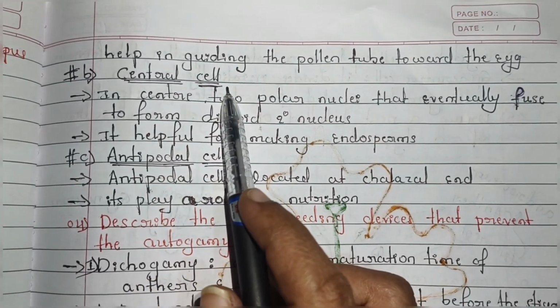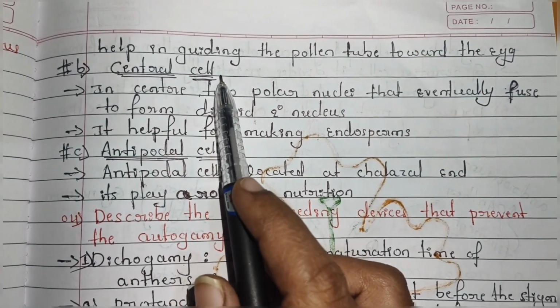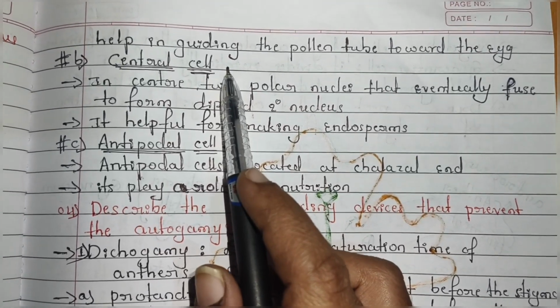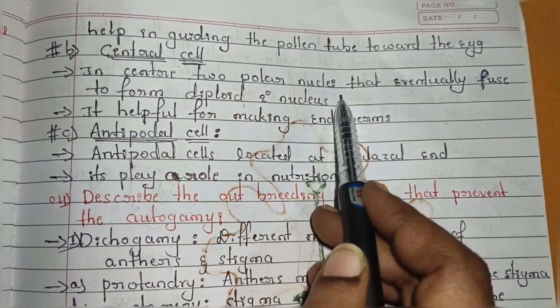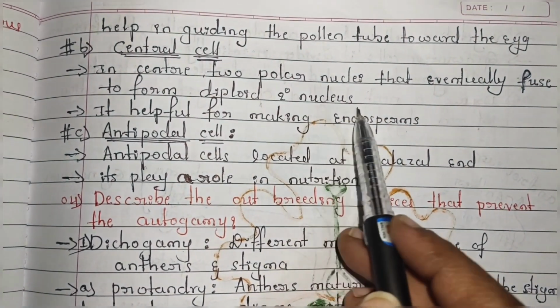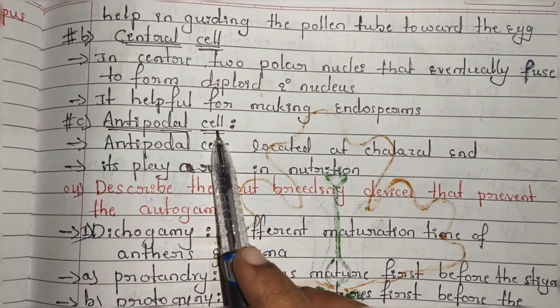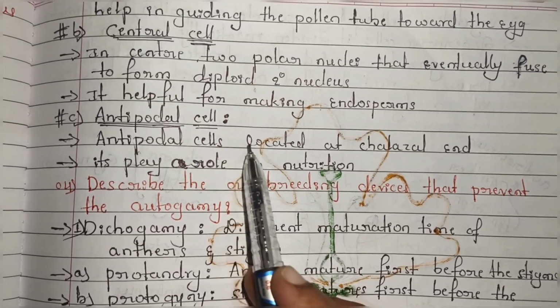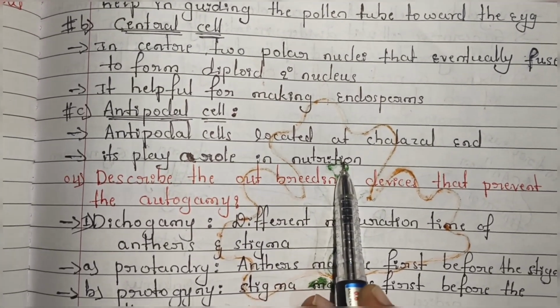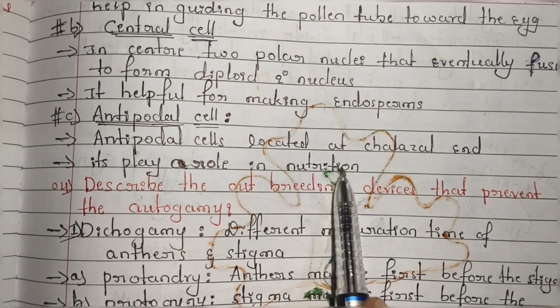Next is the central cell. In the central cell, the two polar nuclei start moving towards the center, and both fuse to form the secondary nucleus. And next, in the chalazal region there are 3 cells, the antipodal cells. They help in nutrition; they provide nutrition.